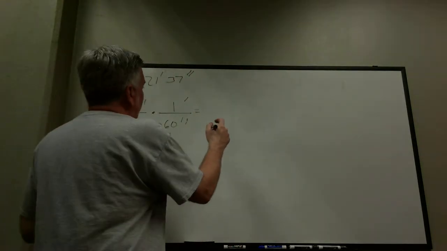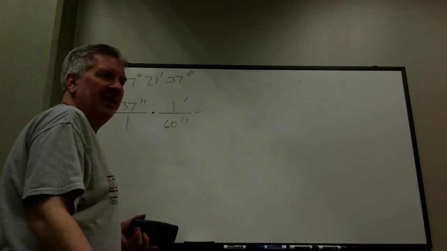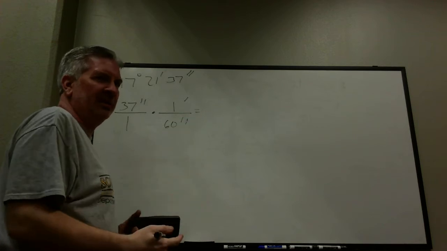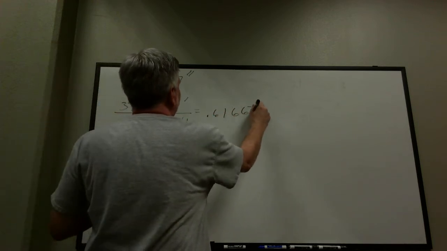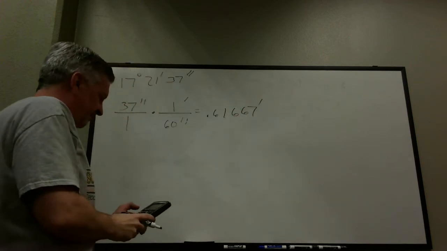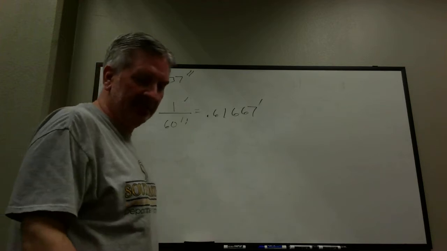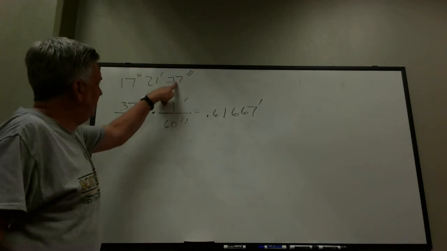And I'm going to write, always use more decimals in intermediate calculations. If the problem says round your answer to 2 decimal places, don't do 2 decimals in the middle. You're rounding on the rounding and you'll be way off. So I'm going to write 0.61667 minutes. So the 37 seconds became 0.61667 minutes.